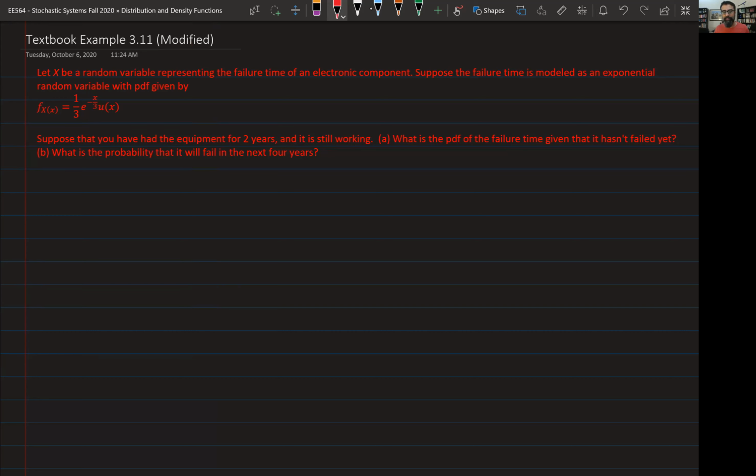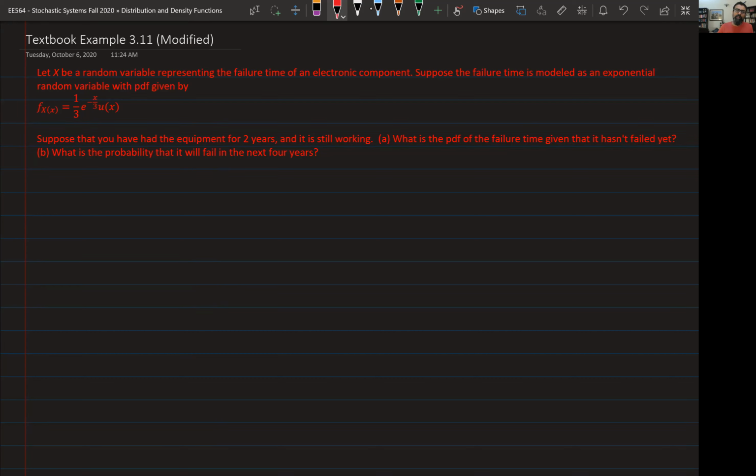modeling failures of electronic components. So let's say you buy an equipment from an electronic store, and it has a certain lifetime. It's going to fail after a certain number of years. The number of years until it fails is the lifetime of that electronic component, and that is a random variable. We don't know exactly when it's going to fail. Let the random variable be capital X, the failure time of the electronic component.